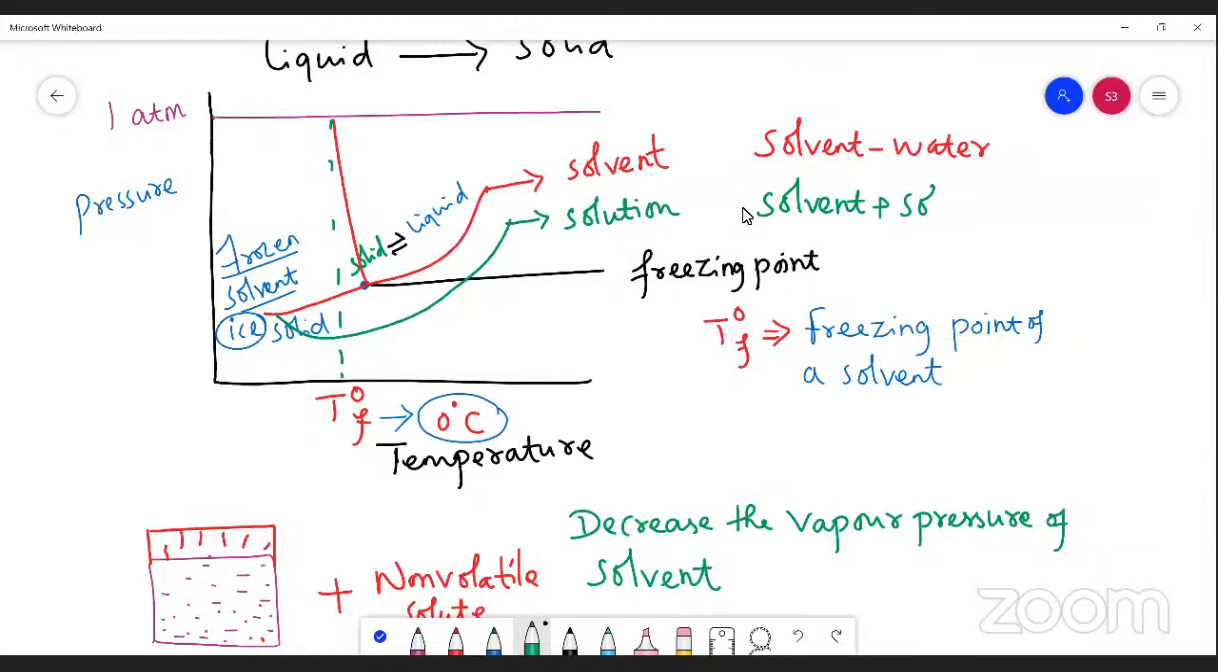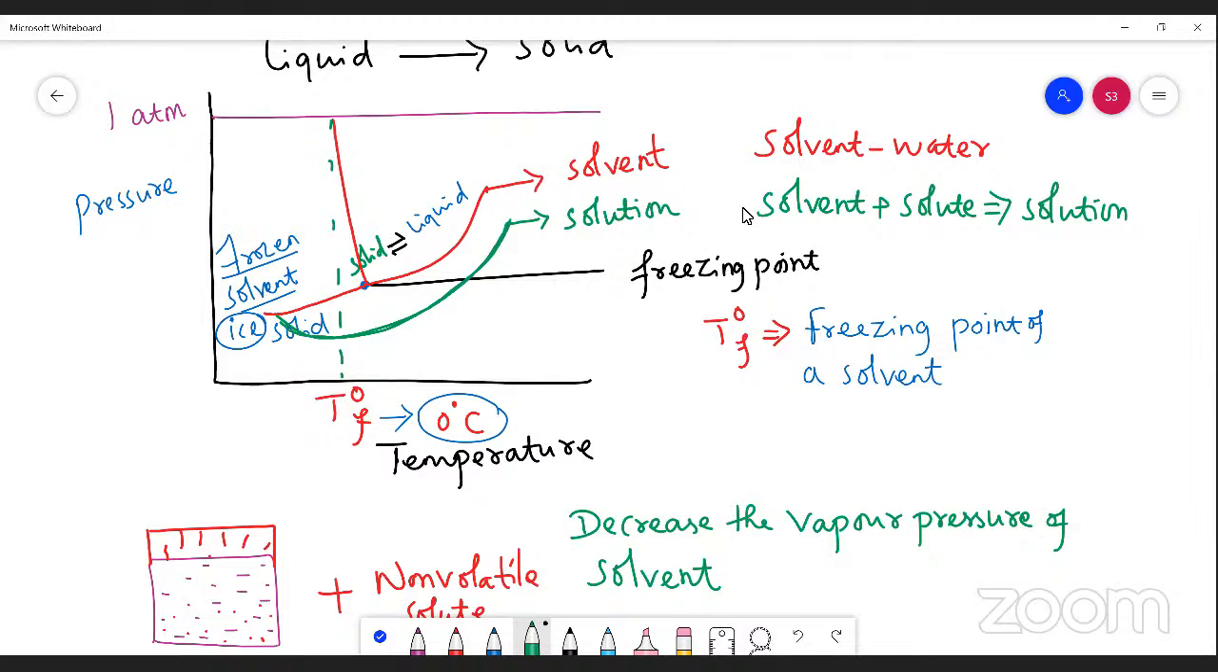So this graph is only for the solution. Now you can take this graph. This graph shows that for a solution, the temperature is going on decreasing. But at one point, it tries to touch the graph of the solvent, because at one point it is going to freeze.